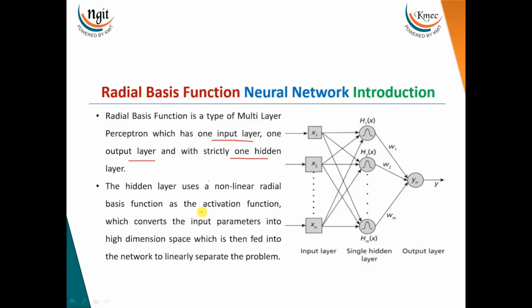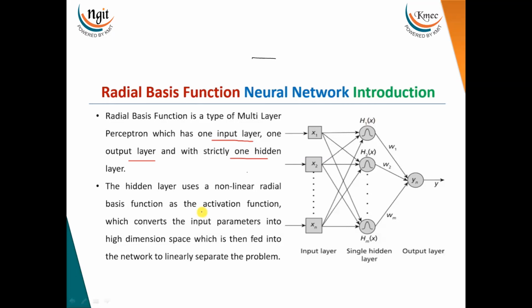So what we can say is that it is a multi-layer perceptron, as we discussed earlier. It is a type of multi-layer perceptron which has one input layer and one output layer, but strictly only one hidden layer. The behavior is the same as a multi-layer perceptron, but it strictly follows that only one hidden layer is available in it.